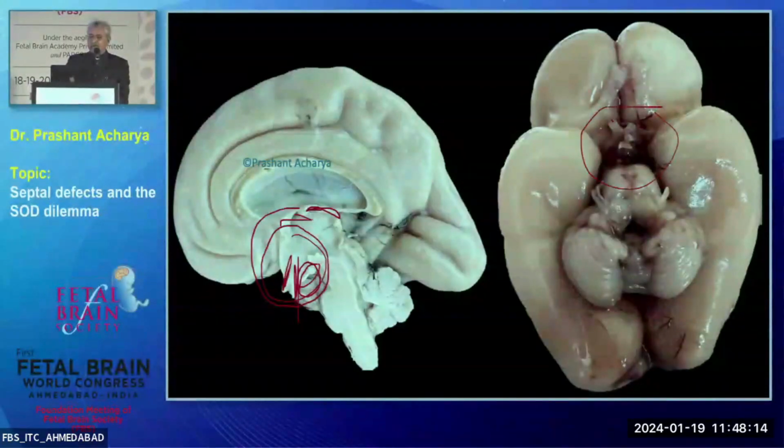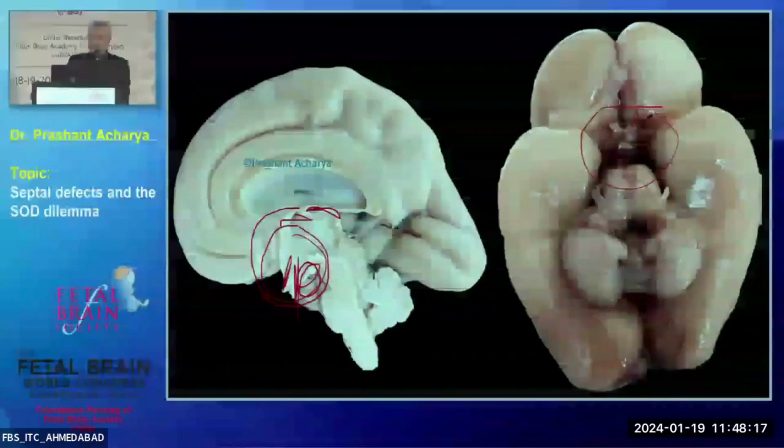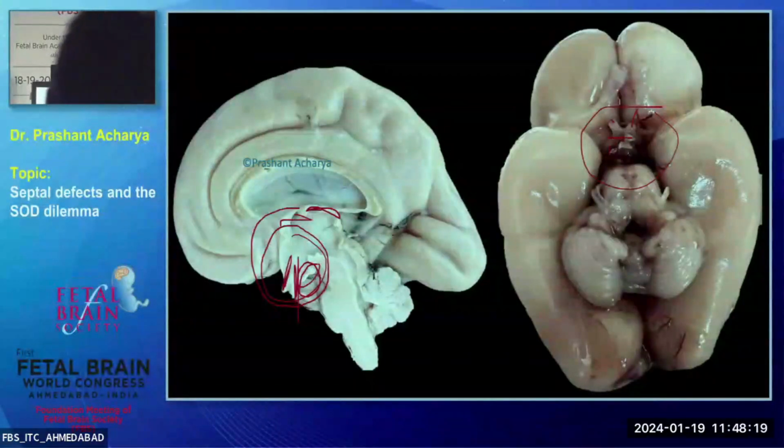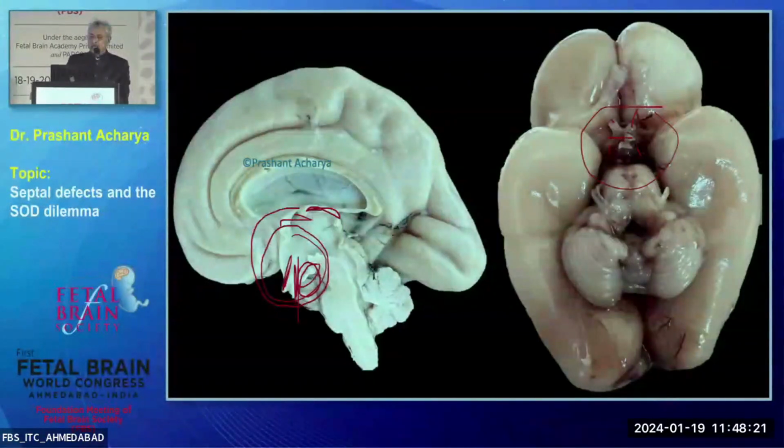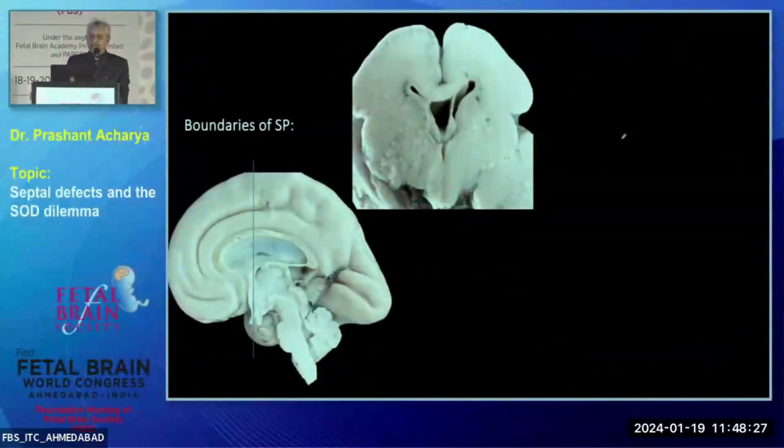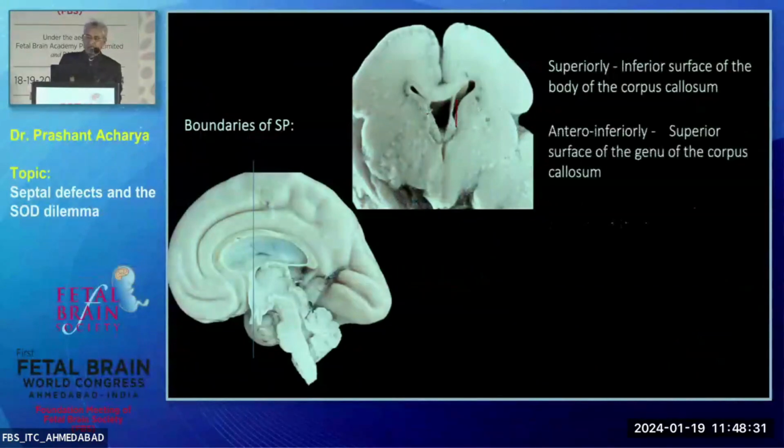You have got this one optic nerve, another optic nerve. This is the chiasm, the optic tract, another optic tract. But look at the hypophysis or pituitary, which is coming at the base. And if you cut into this section, you have got a septum pellucidum, which we have already discussed.